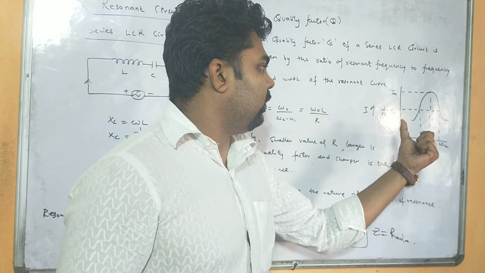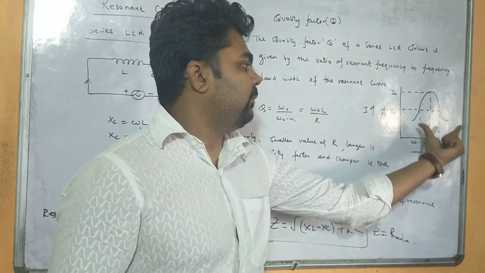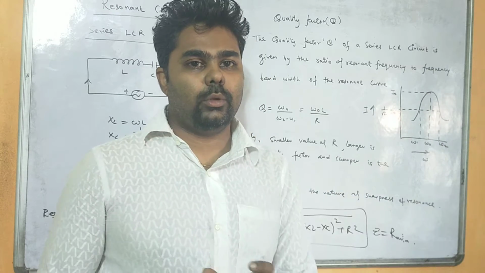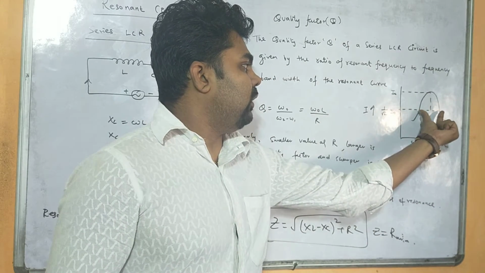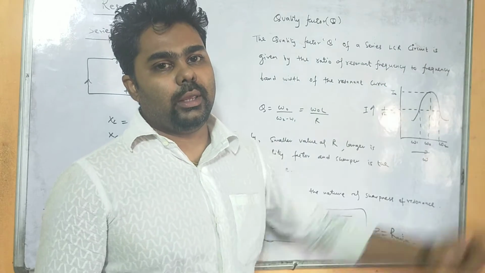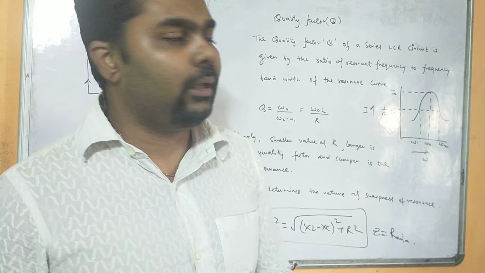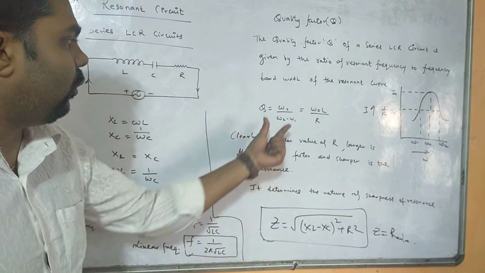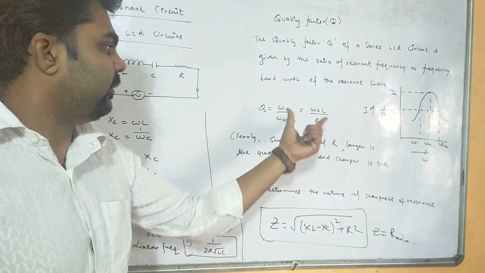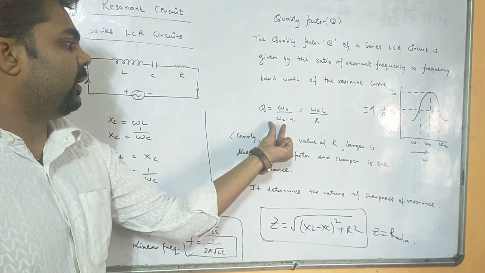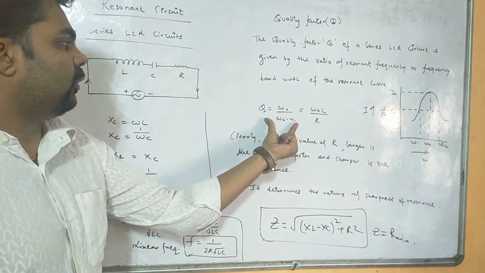Okay, so you see, if this will be very small, that means this is the bandwidth, that is omega 1 minus omega 2, this is the bandwidth. Okay, if this width will decrease, then the sharpness will increase, where omega 2 minus omega 1 is given by R by L. You see, this is the formula. What I have done here, Q equals omega naught by omega 2 minus omega 1. This is the formula for quality factor.